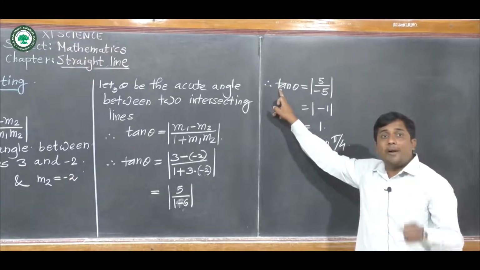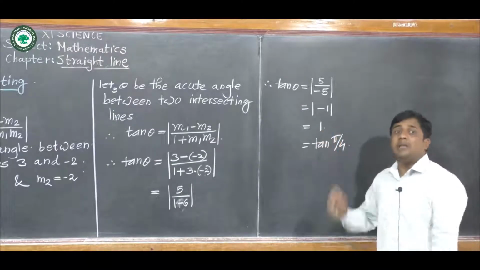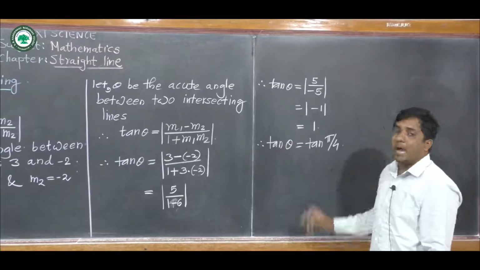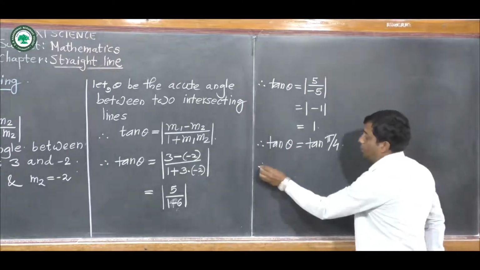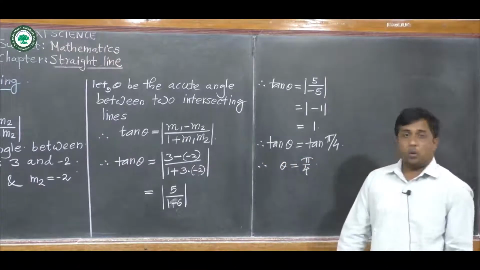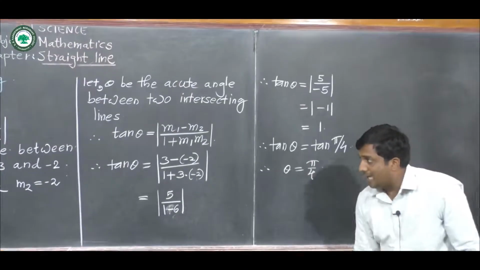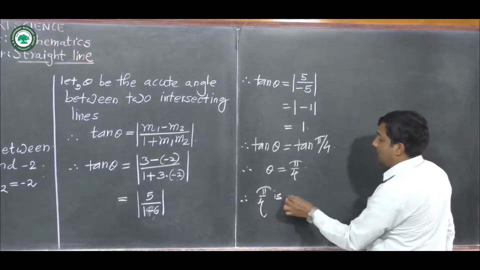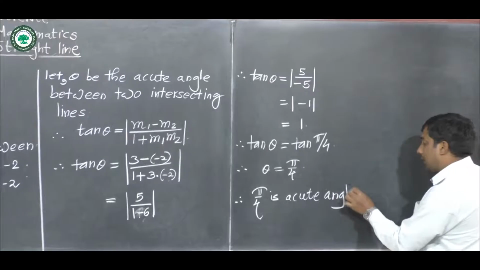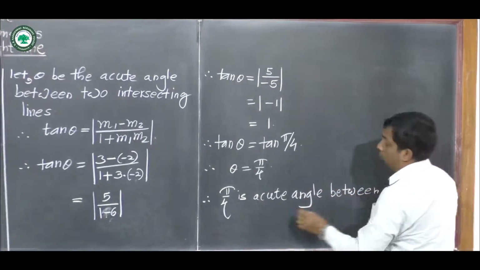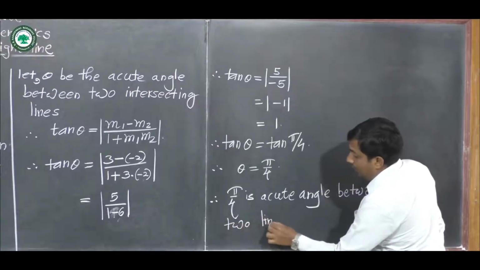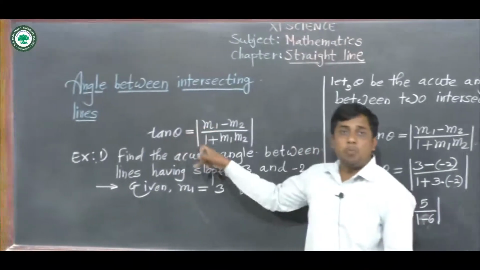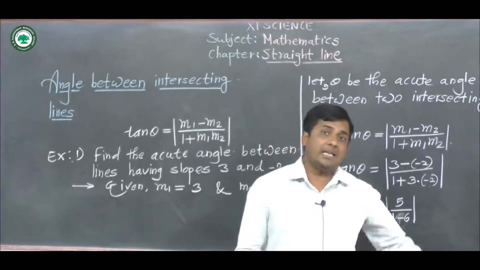Since the trigonometric function tan is given on the LHS, we define this 1 by using the trigonometric function tan. So we get tan theta is equal to tan pi by 4. If we compare these two sides, we get theta is equal to pi by 4. So pi by 4 is the acute angle between the given two lines. Very simple example it is: directly by using the formula tan theta equal to mod of (m1 minus m2) upon (1 plus m1 m2), we find the acute angle.